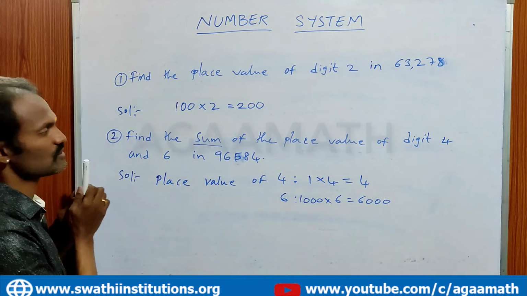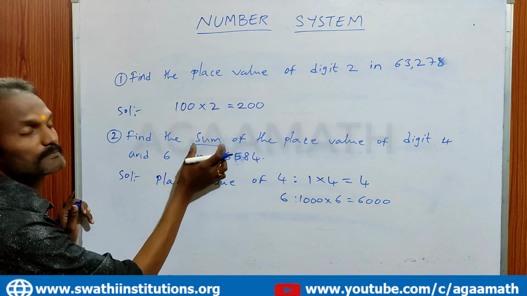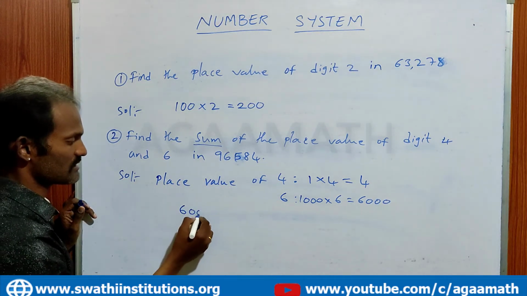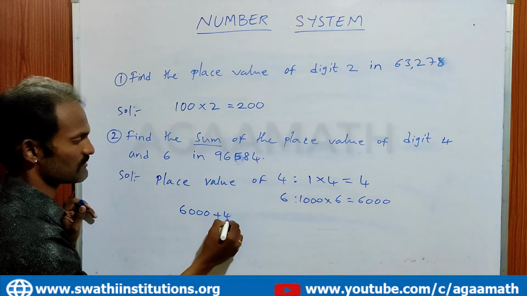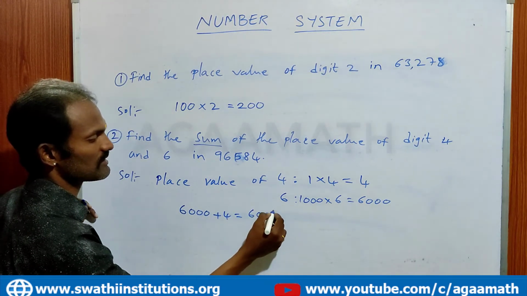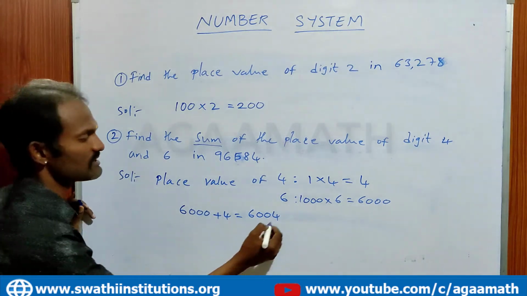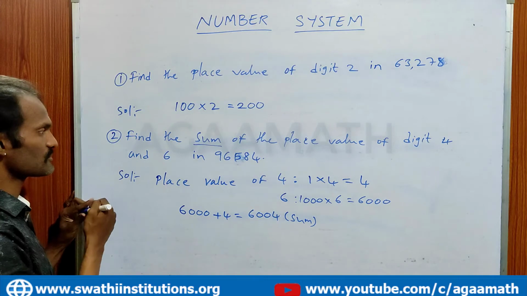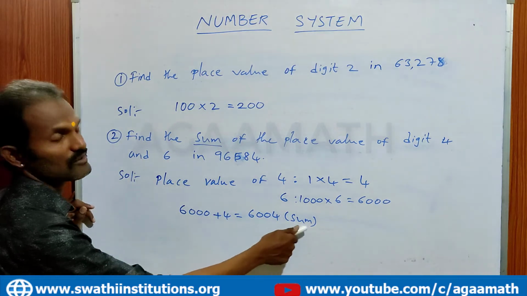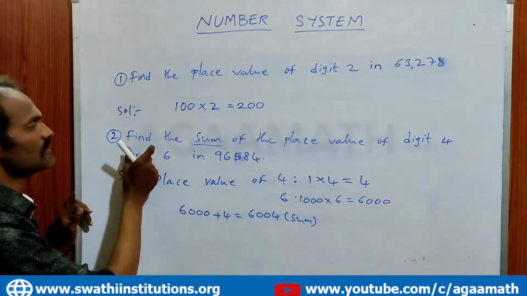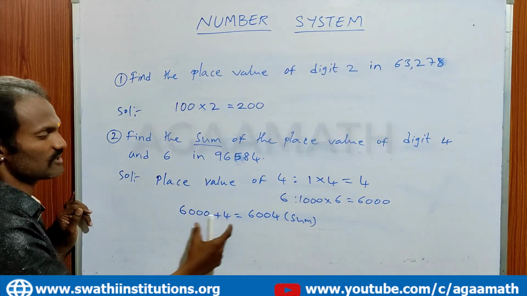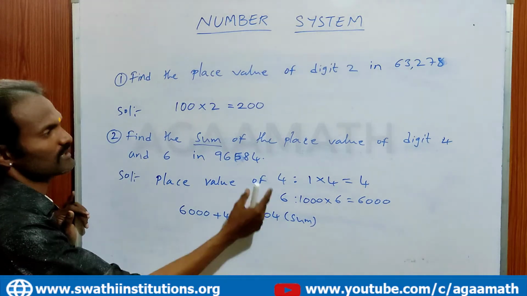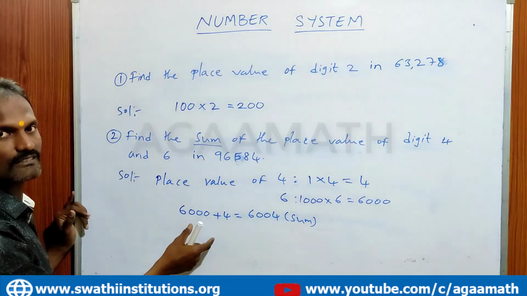thousands place. So what we said, find the sum. Sum means what we have to do? Add. So 6000 plus 4, that is 6004. So this is the sum. So the answer for question number 2 is 6004. Sum means we have to do addition, because when you add two numbers, the result is said to be the sum. Place value of digit 4 and 6.